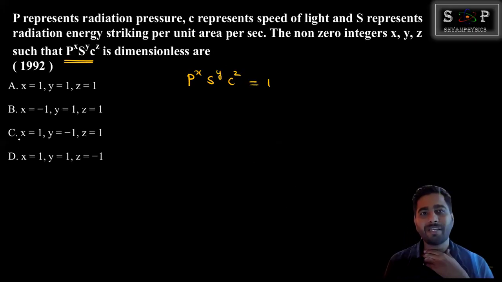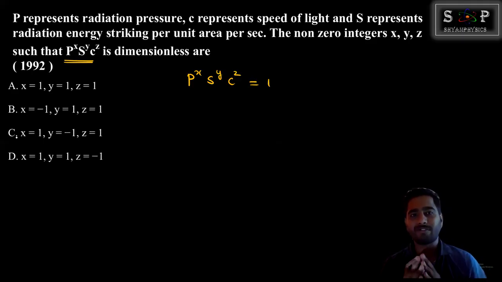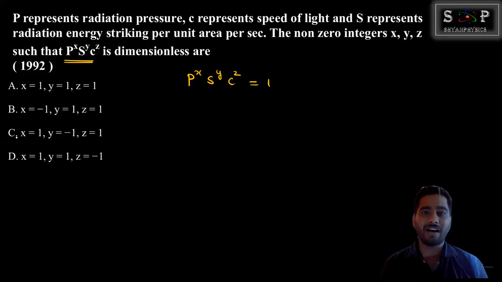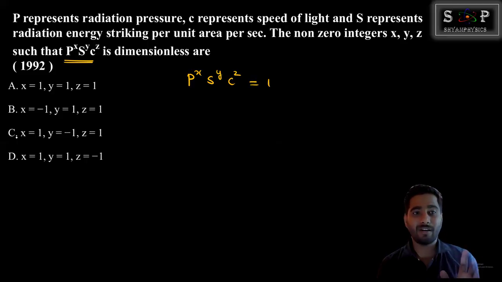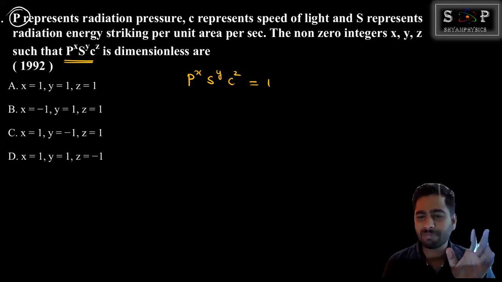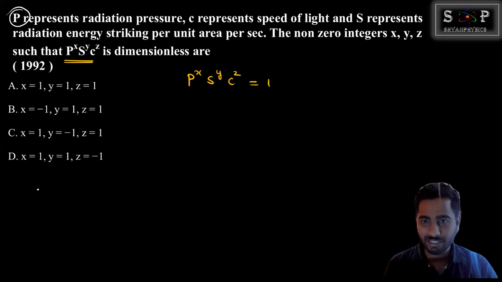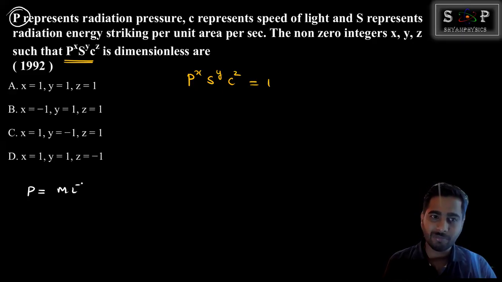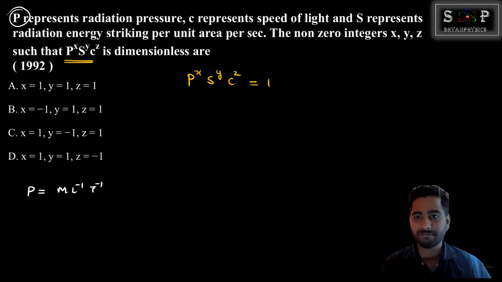Next, a similar question. P represents radiation pressure and C represents speed of light. S represents the radiation energy striking per unit area per second. Non-zero digits X, Y, Z such that P to the power X, S to the power Y, C to the power Z has dimensions that are dimensionless. Now look here. They have given radiation pressure P. Radiation pressure is nothing but pressure only. Its dimension will be equal to pressure, that is M L to the power minus 1 T to the power minus 2, correct now?